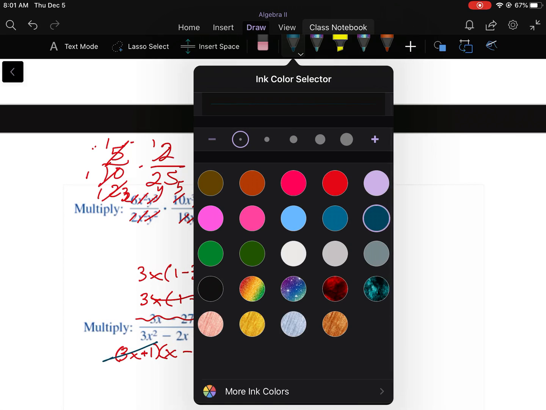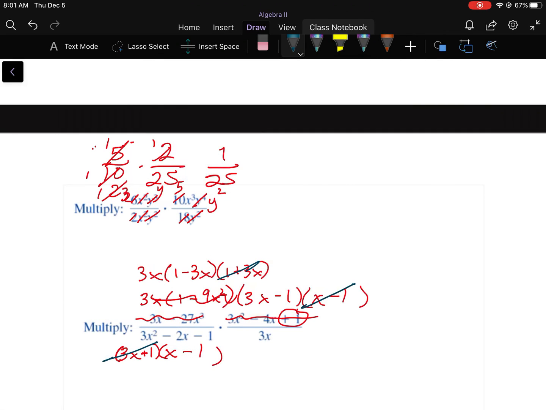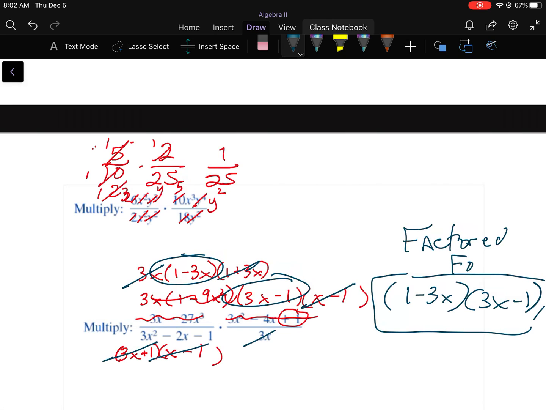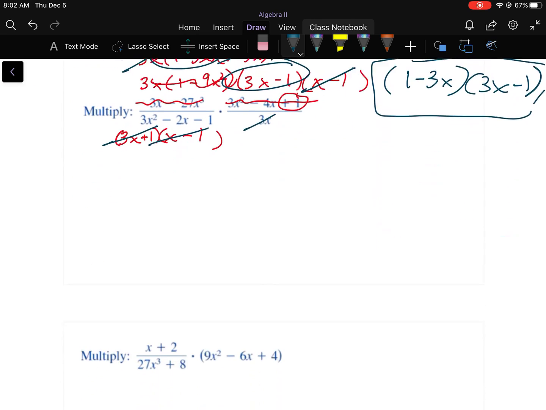When it comes to crossing things out now, look at diagonally, I have an x minus 1 and an x minus 1. They're gone. I've got 3x and 3x. So on my numerator, I've got this piece and this piece. So 1 minus 3x and 3x minus 1 all over 1, or just leave it like this. And I'm okay with you leaving it as a factored form. You don't need to multiply that out. If you want, you can go right ahead, but I'm okay with that.